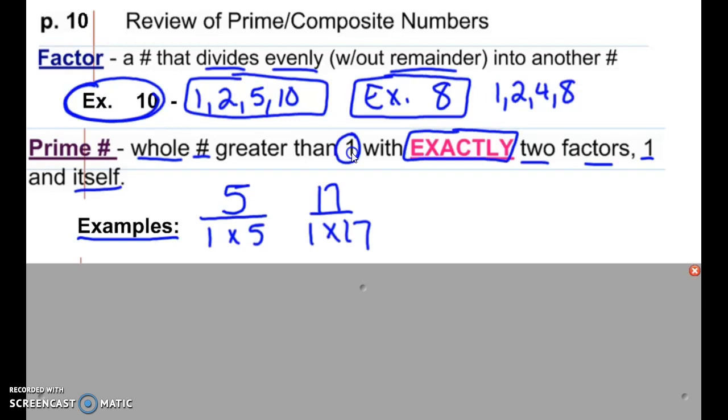Now that I've given you two examples of what prime numbers are, I want you to list two more prime numbers and write their factors underneath them. Pause your video and write two more prime numbers and their factors.